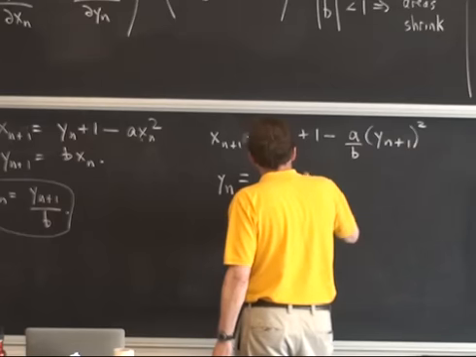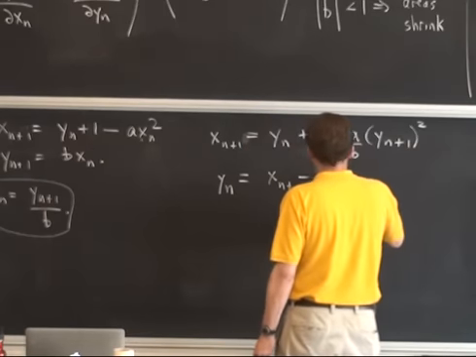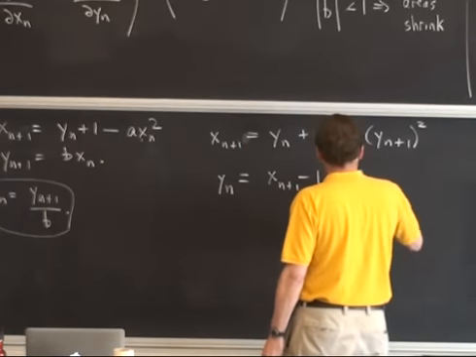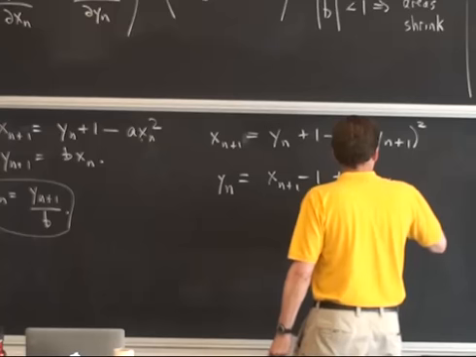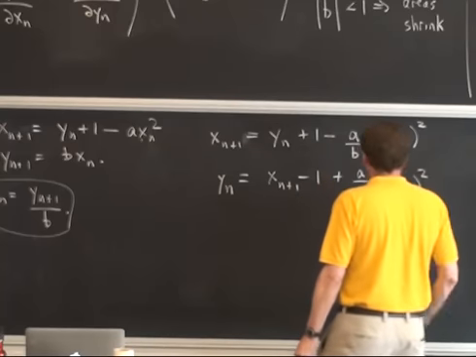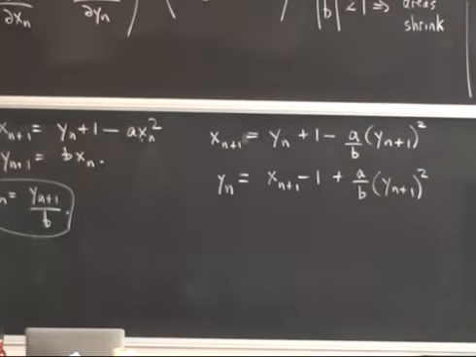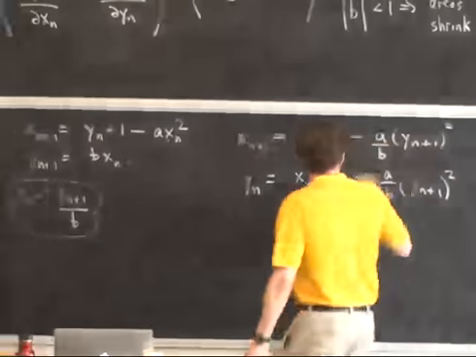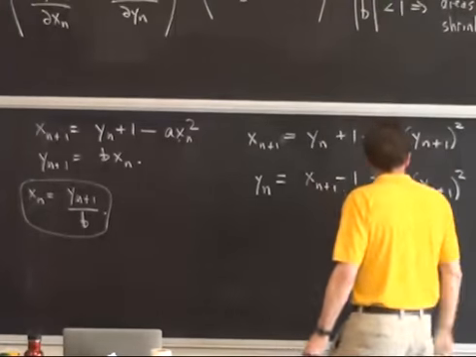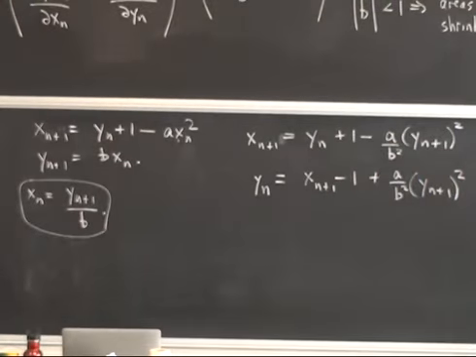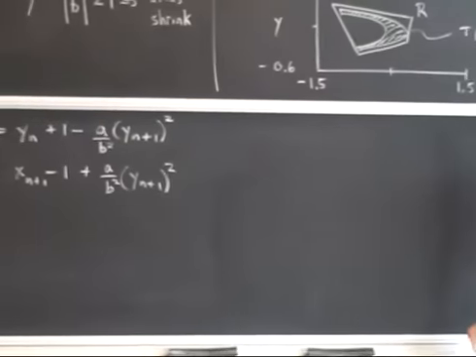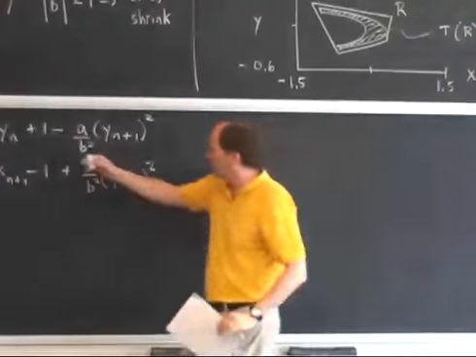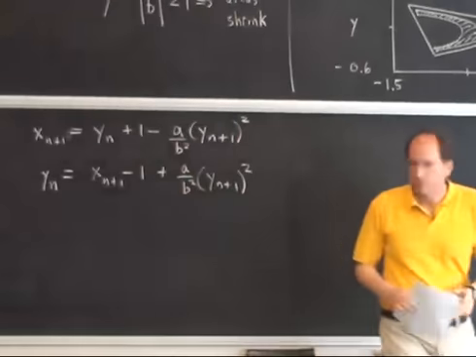xn plus 1 minus 1 plus a over b yn plus 1 squared, if I did that right. Oh, b was supposed to get squared. Thank you. Good save. So it is invertible. It doesn't seem to have had anything to do with the 1, that is this 1 that we talked about earlier. All right, but whatever. Yes?